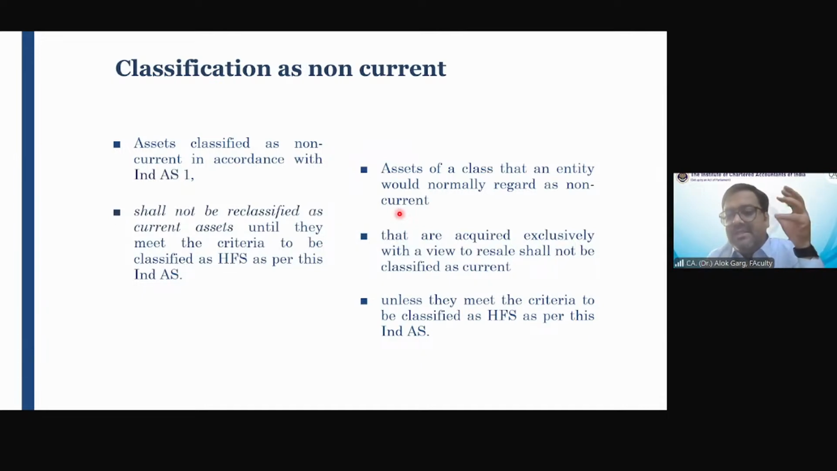Normally the building which is acquired by Vignesh is not an inventory. So what is the nature of that building in the books of Vignesh? PPE or investment property, right? But this was acquired with a view to resell. So normally it is a non-current asset. Standard says that if an asset has been acquired with a view to resell, it will not be reclassified to current until and unless it meets the held for sale criteria. Sir, what is the held for sale criteria we're going to talk about?